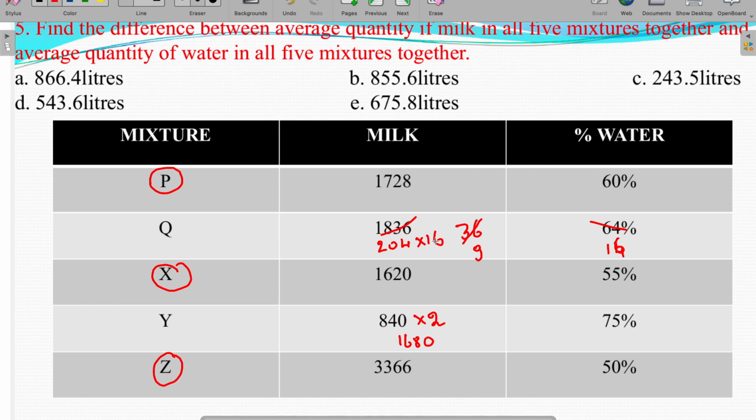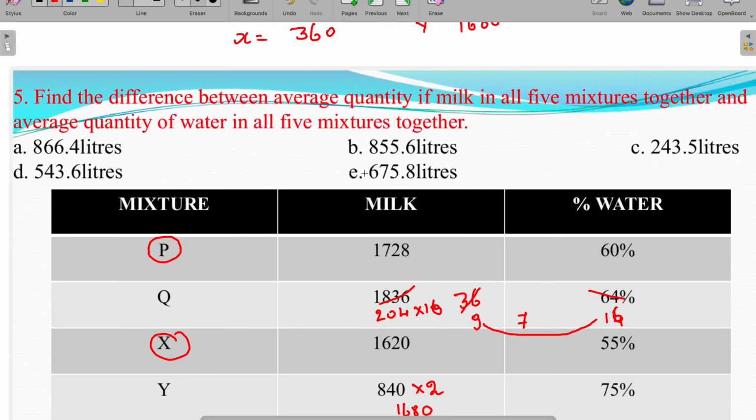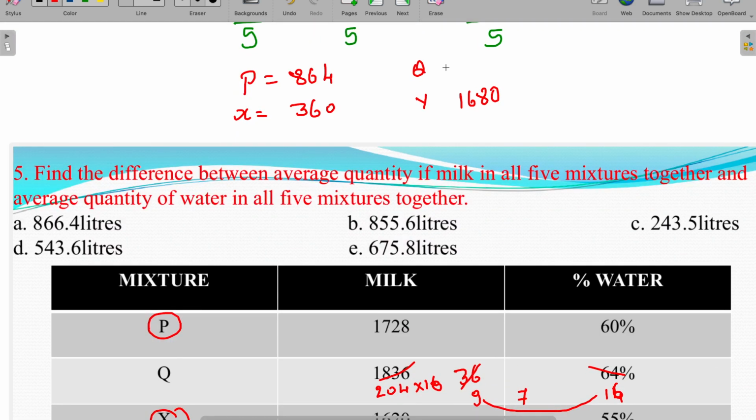And I don't want the water actually. I want the difference. No need to find out water. One part we know is 204. Difference will be 7, that is 1428. Now you know, then find out the average. That will be your answer. Because in Z the difference is 0. Here add and find out the average.